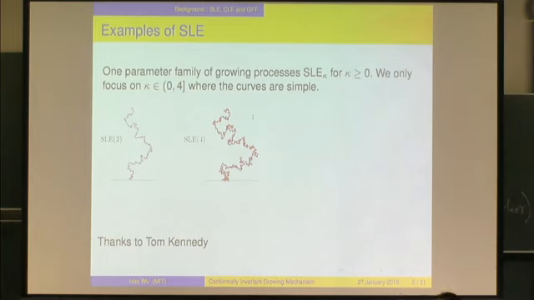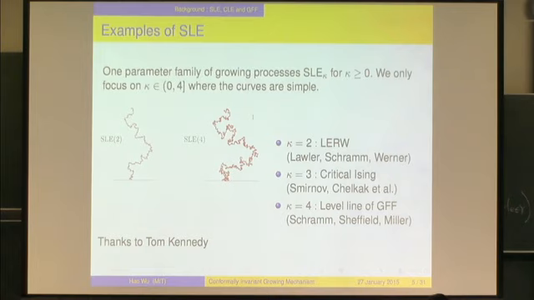As I said before, SLE curves are introduced as the candidate for the scaling limit of discrete models. Since their introduction, they have been proved to be the scaling limit of several discrete models. For example, SLE2 is the scaling limit of loop erased random walk. SLE3 is the scaling limit of the interface in critical Ising model. SLE4 is the scaling limit of the level line of discrete Gaussian free field.